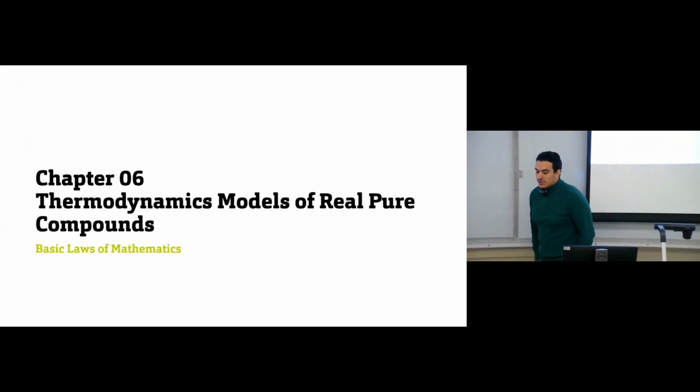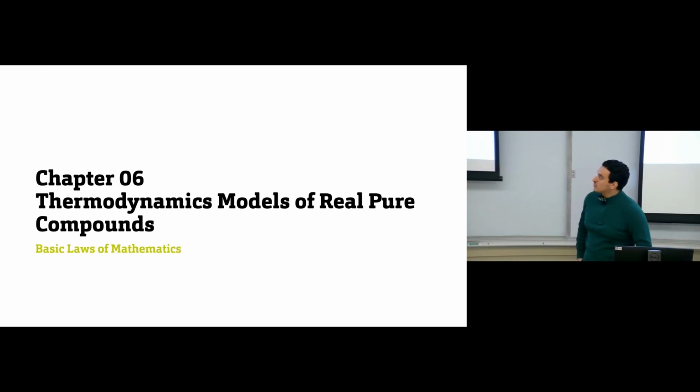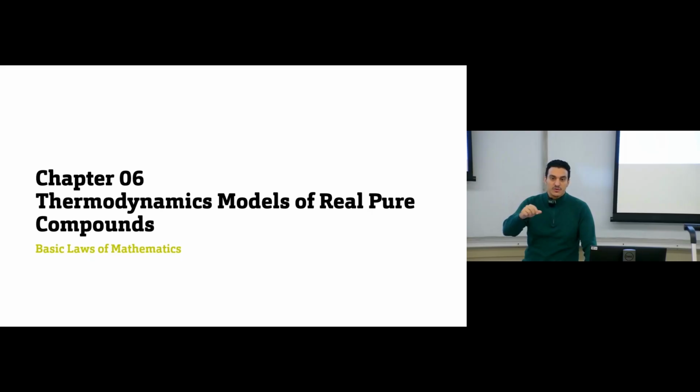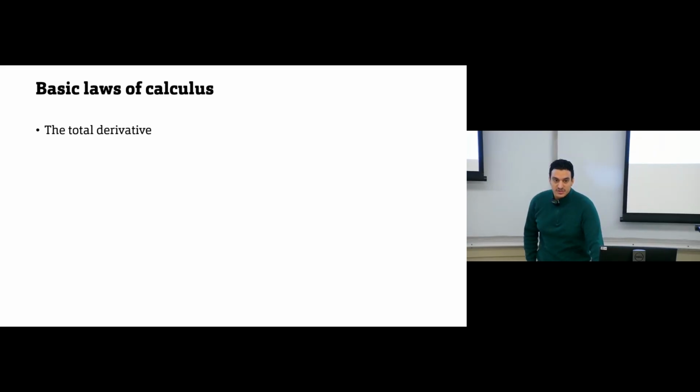So we should start with the basic laws of mathematics or calculus. What are the basic laws we have? If you remember from the mind map in the beginning, we have three equations. We have total derivative, we have triple product rule, we have expansion rule. These are the three mathematical or calculus rules we need to remember. The first one is total derivative.